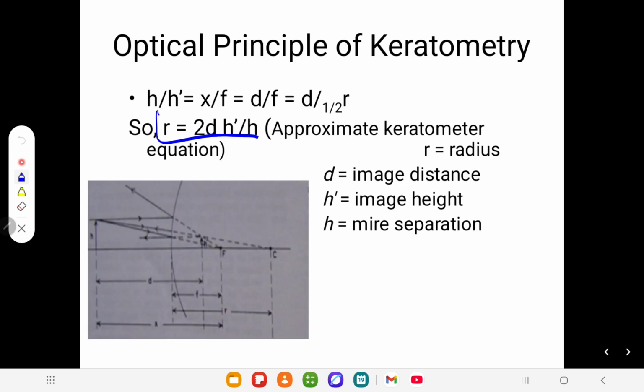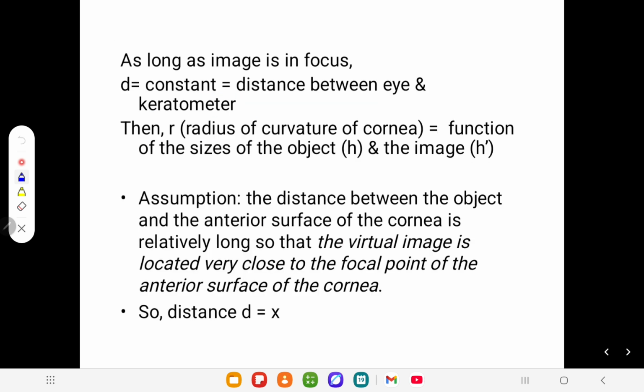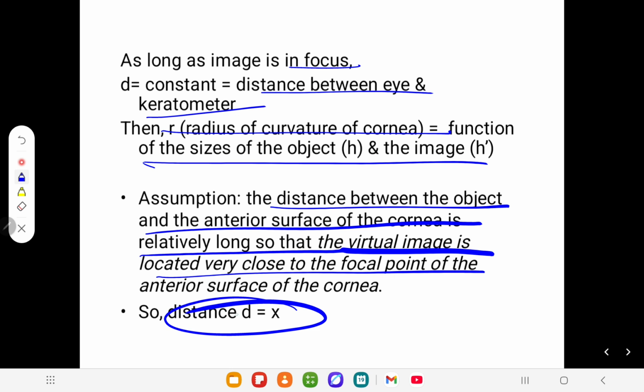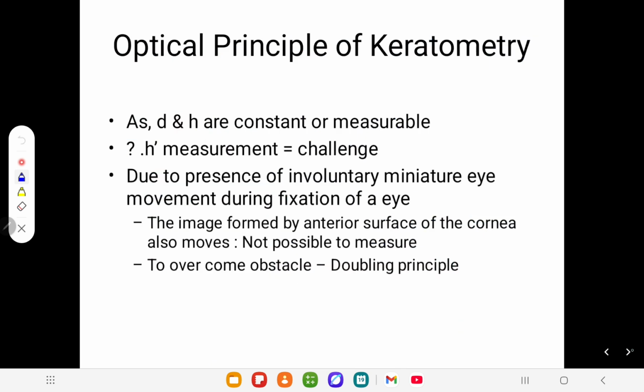So this is what I have derived here. Don't worry about it. Basically, image height and image, there are a lot of things. As long as the image is focused, d is constant between these three, and r is a function of object and image. The assumption is that the distance between the object and the anterior surface of the cornea is relatively long, so I have taken it as infinity. That's why the virtual image is located close to the focal point, and I have taken that. Yes, the object image distance is actually the focal point. So that's the consideration. Okay, optical principle of keratometry.